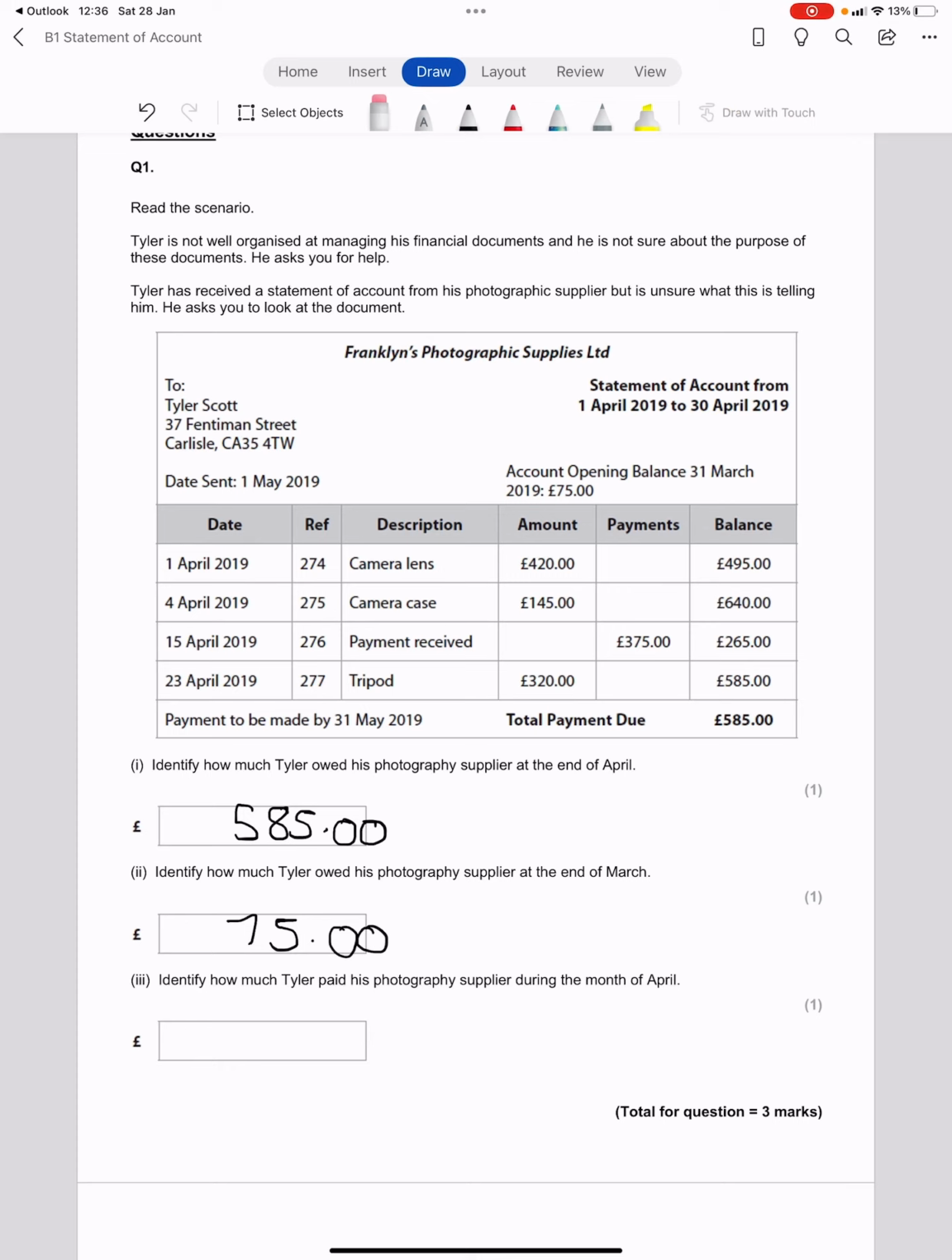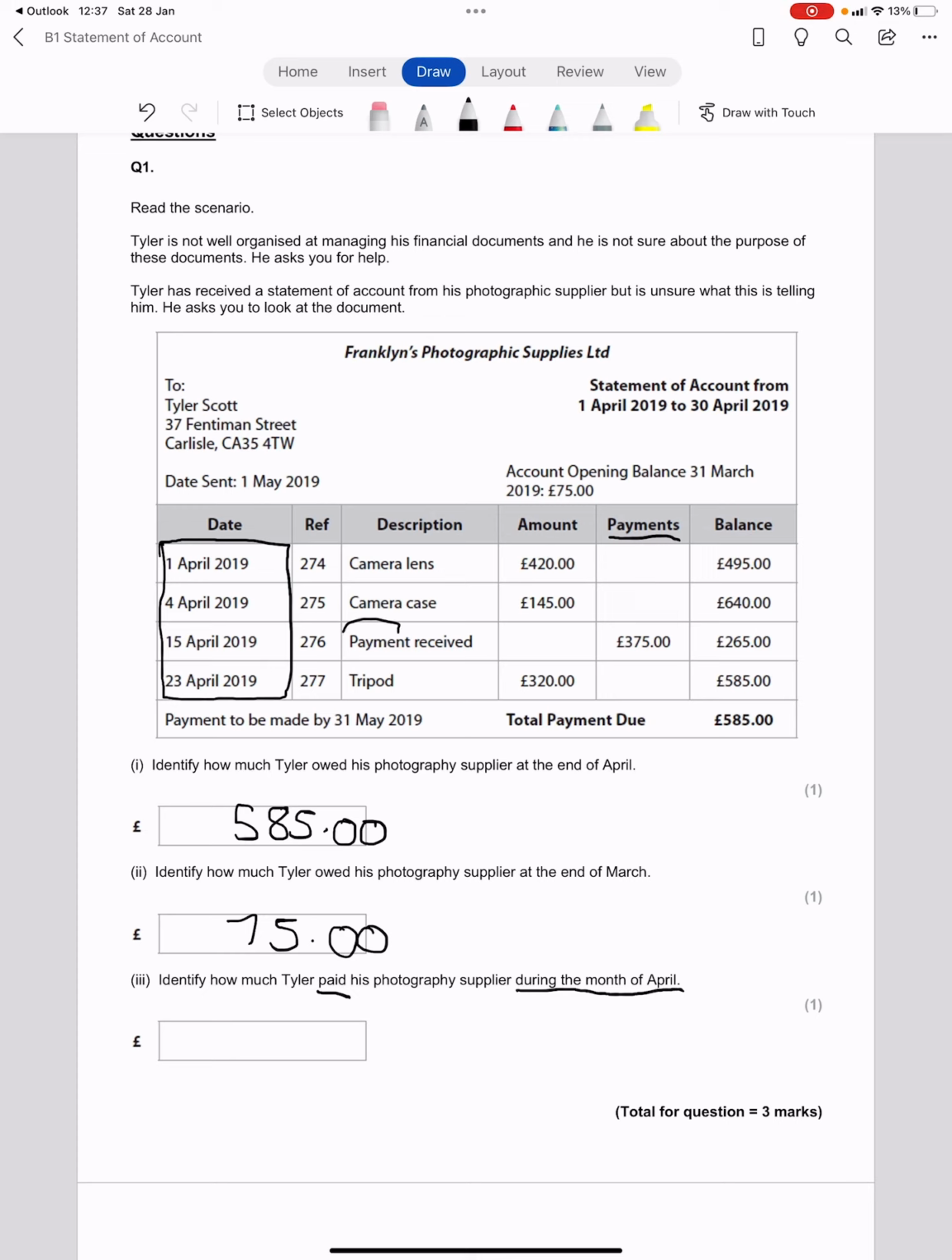Okay, so the final question is saying identify how much Tyler paid. Paid is a key word here. Rather than owed, it's paid. So identify how much Tyler paid his photography supplier during the month of April. It's not asking you for a specific time in the month, it's asking you for the whole month. So we know again, let's just highlight these dates again, that is the whole of April. And because we're asking for what he's paid, we're going to go to the payments column here. In the payments column, we would add up all the payments that have been made throughout the month of April.